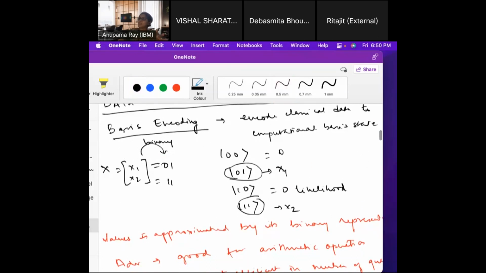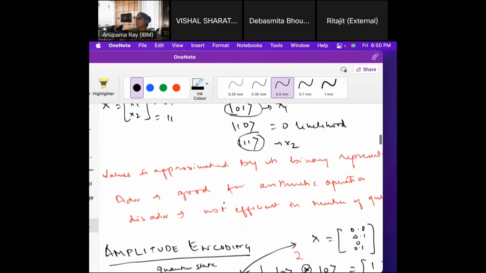So as the word suggests, what you're trying to do is encode your classical data into your computational basis state, right? Suppose you have data x, which has two data points, x1 and x2. You first encode these in binary. So you say this is 01 and this is 11. Now if you have two qubits, you can have these kinds of states, and these two states are going to be your input data. So x1 is encoded as 01 and x2 is encoded as 11, right?